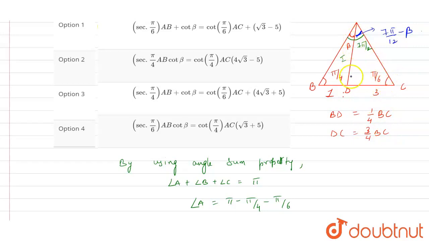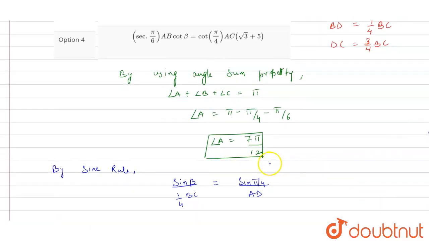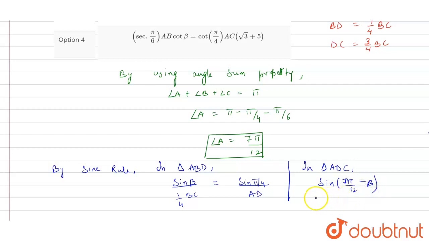What is the opposite side? Upon AD. Right? So let's write that also. So this was in triangle ABD and in triangle ADC, we can write that sine 7 pi by 12 minus beta upon 3 by 4 BC equals sine pi by 6 upon AD.